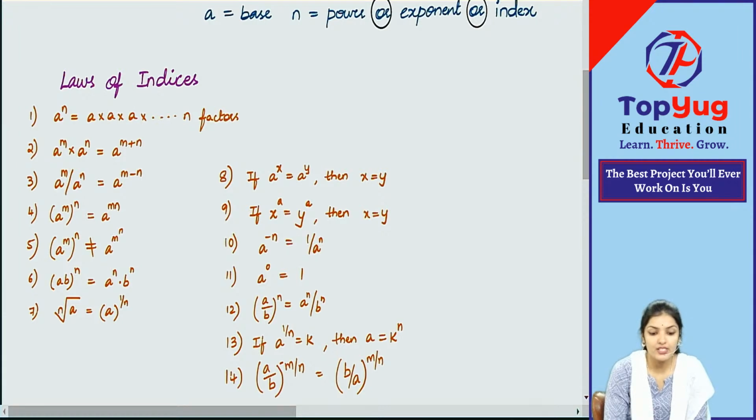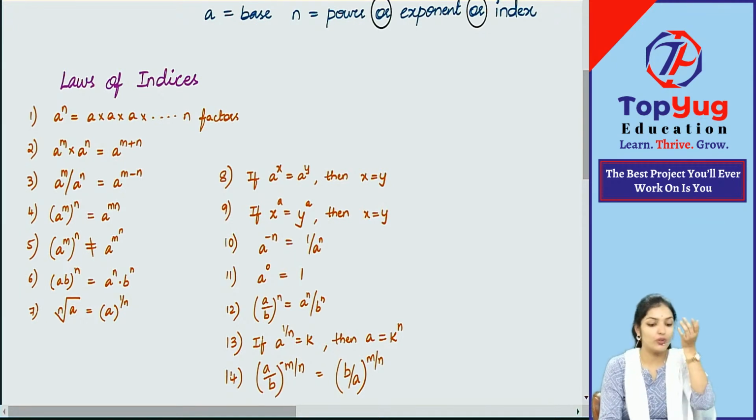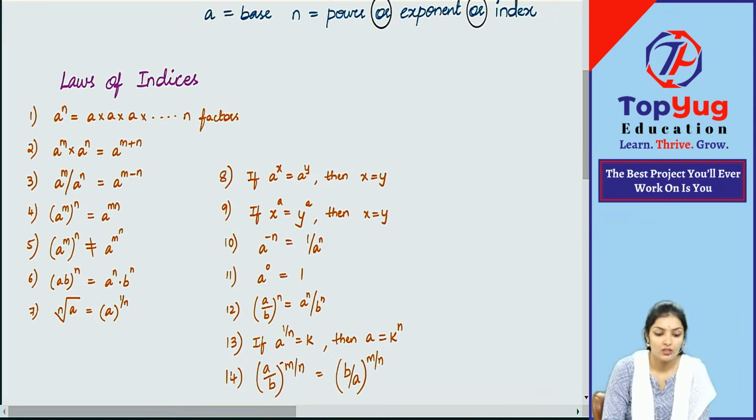So guys, shall we start reciting? Will you go through it first? Chalo, go through it then. See, majorly 1 to 7 are very, very important. Remaining 8 to 14, we will use as and when required.